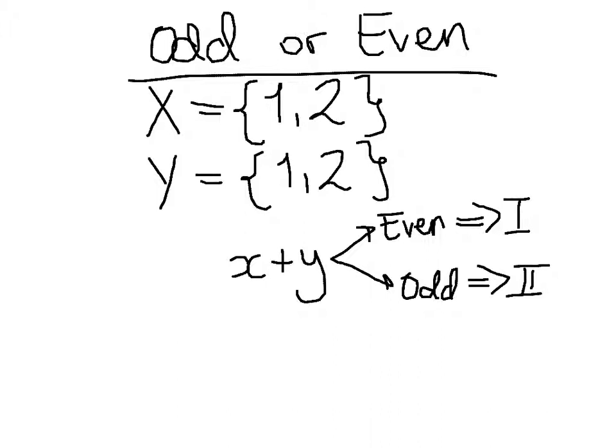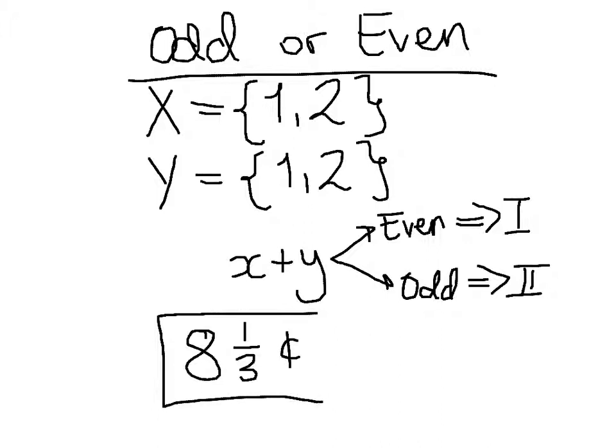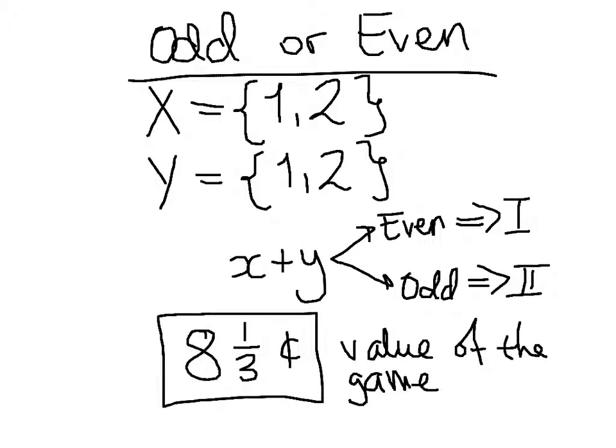Now we'll show that if this game is played repeatedly and player number 1 plays in a smart way, then he can guarantee to win 8 1/3 of a cent each time the game is played, on average. When this happens, when a player can guarantee to win some fixed amount, this is called the value of the game. And this favors player number 1 because he's winning a positive amount on average. So this is not a fair game for the players.